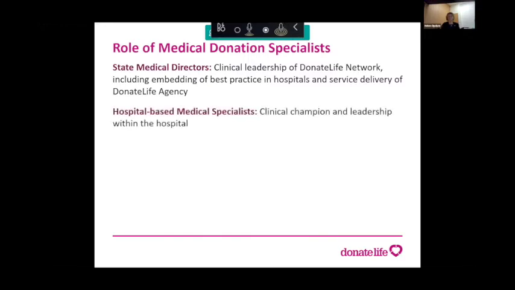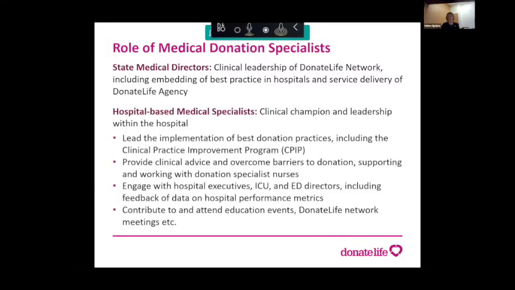The hospital-based medical staff really act at a local level as clinical champions and provide leadership within the hospital. And together they lead the implementation of a range of best donation practices, which are articulated in a clinical practice improvement program. I'll come back to that. They really provide clinical advice, overcome barriers to donation, and engage with key stakeholders, including senior staff within the hospitals.